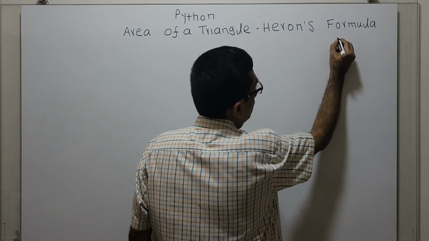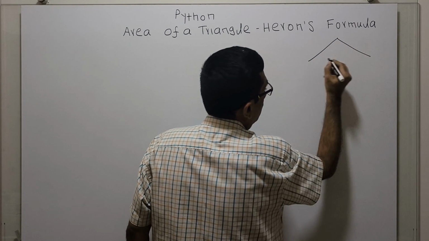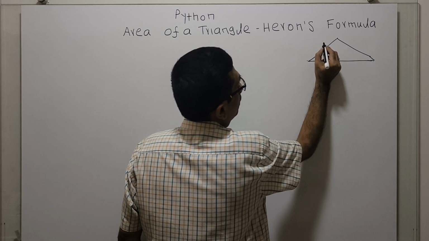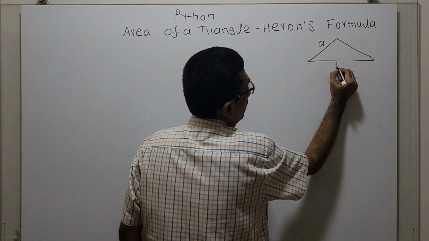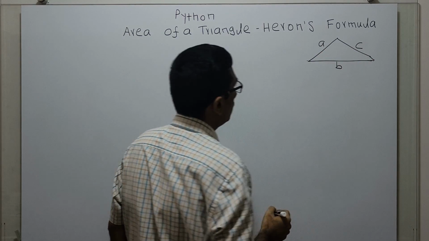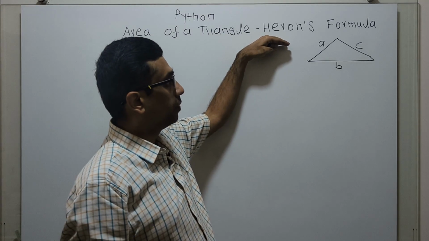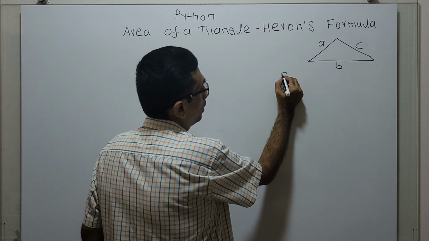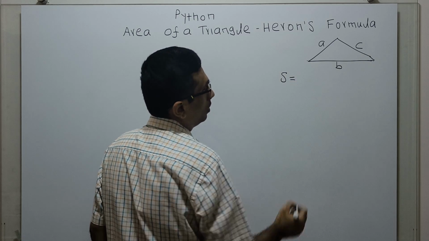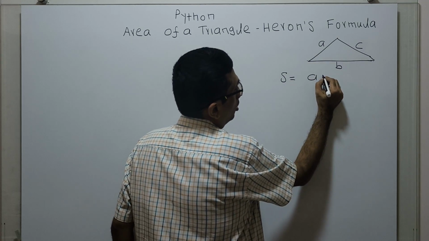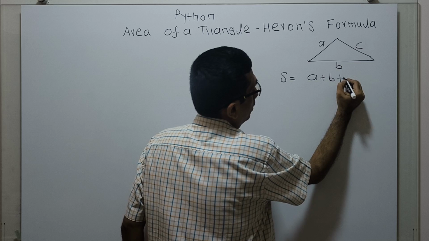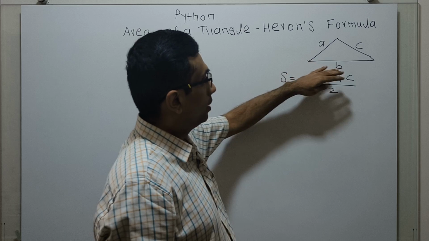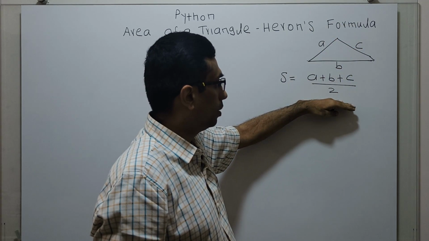So this is a triangle which contains three sides A, B and C. According to Heron's formula, first we have to find the semi-perimeter. So variable S is for semi-perimeter. S equal to A plus B plus C by 2. You have to add the 3 sides and divide by 2.